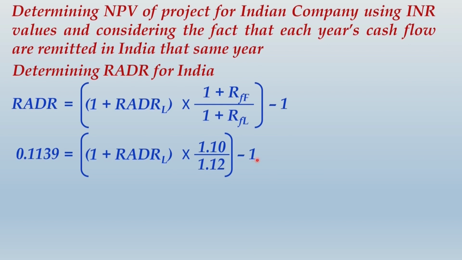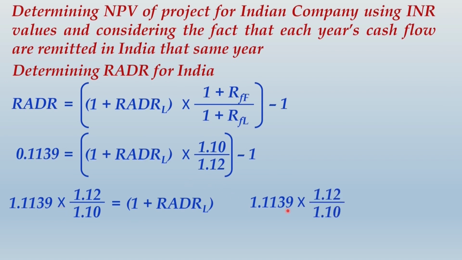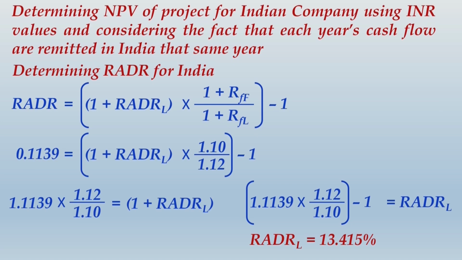To solve this equation, let us send this minus 1 to the left hand side. It will come to the left and get added, so that will be 1.1139 in the left hand side. And what we simultaneously do, this part of the fraction 1.10 divided by 1.12, when you shift it to the left hand side, it gets inverted, right? So it will be 1.12 by 1.10, and in the right hand side you continue to get 1 plus RADR local. So now if you would want to find the value of RADR local, this one also should be sent to the left hand side. In other words, what you will get in the left hand side, 1.1139 into 1.12 divided by 1.10, from that subtract 1, and what you get is RADR local, and finally RADR local comes to 13.415%. So note down these calculations as well, and then we shall move ahead.